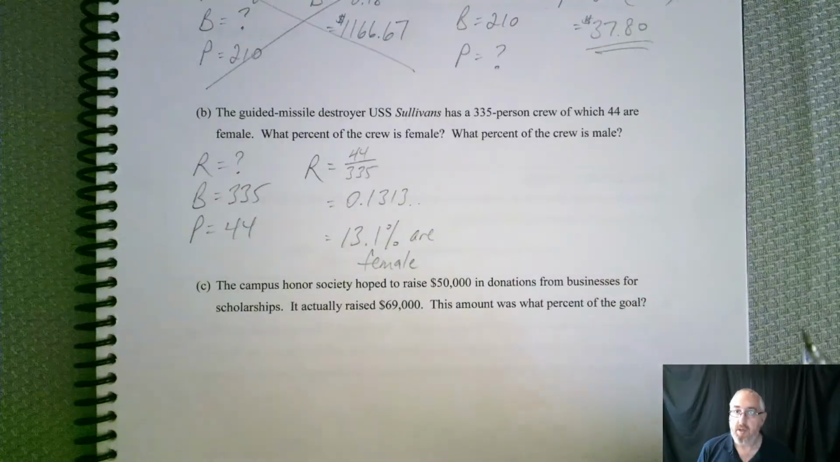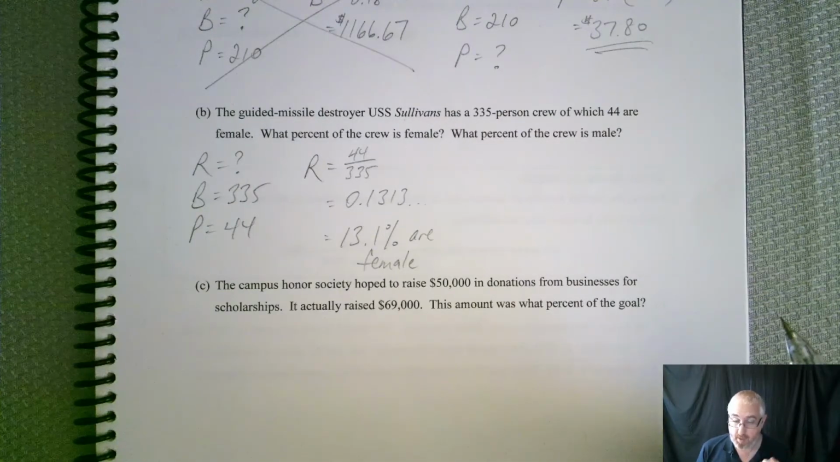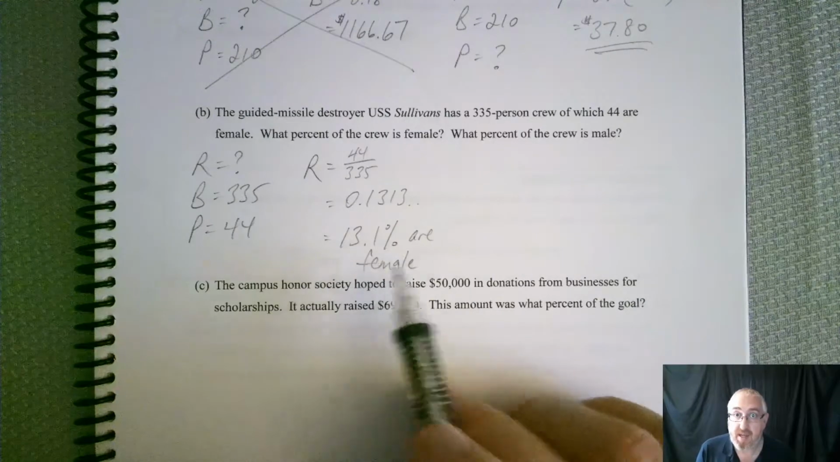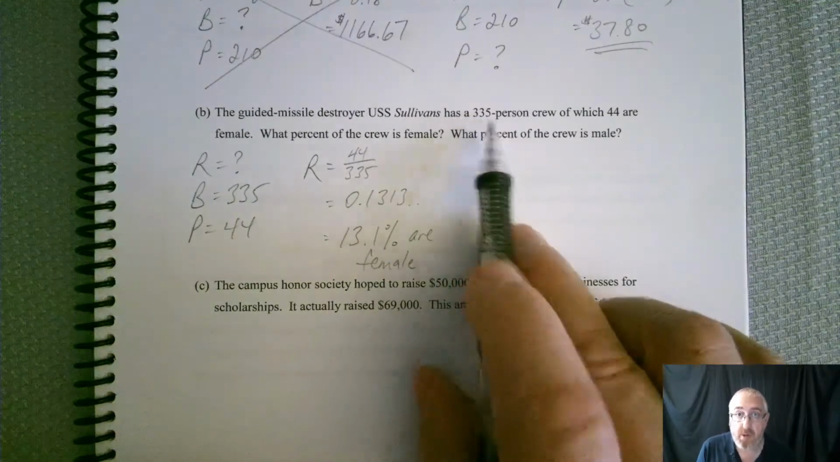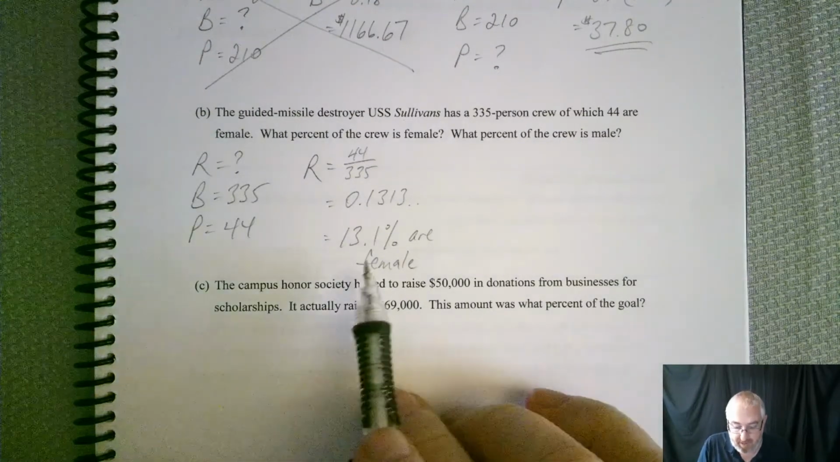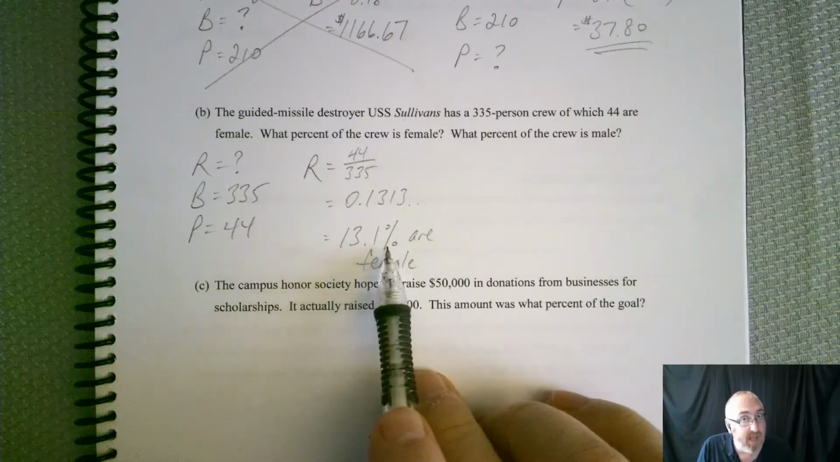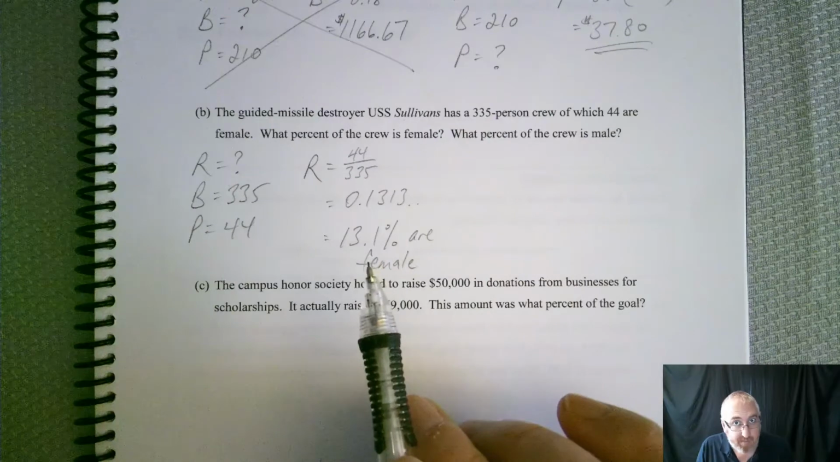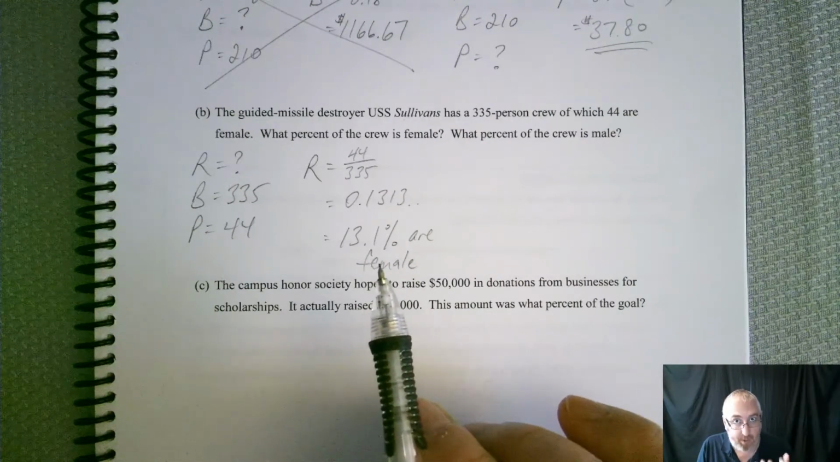So what about the percent of the crew that's male? Now there's 2 ways that we can tackle this. There's an easy way and then a little bit longer way. So which way do you want to do it? Hopefully you want to do it the easy way, right? Well, think of it like this. This 335 person crew is all of the crew. It's 100% of the crew. We've already allocated 13.1% of that 100%. So how can we quickly get the rest of it from that 100%?